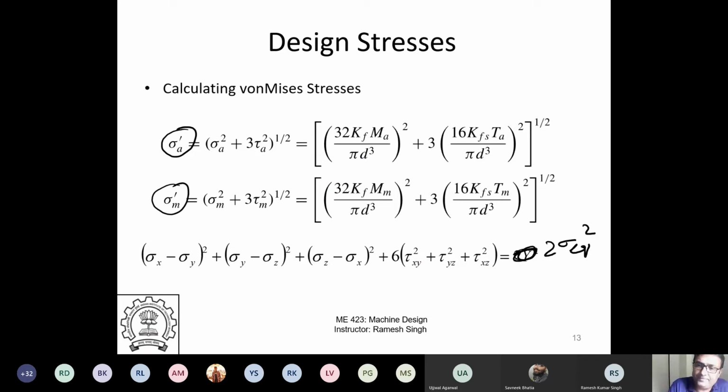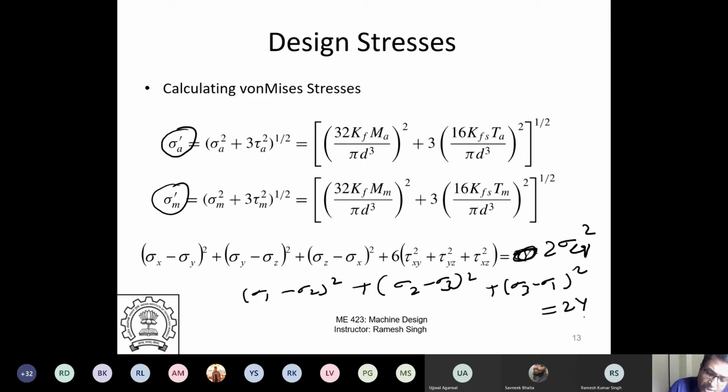Use von Mises concept. Remember what von Mises is? Von Mises says that sigma x minus sigma y whole square. It's easier to remember this way: sigma 1 minus sigma 2 whole square plus sigma 2 minus sigma 3 whole square plus sigma 3 minus sigma 1 whole square is equal to 2 sigma y square. This is the easiest way to remember.